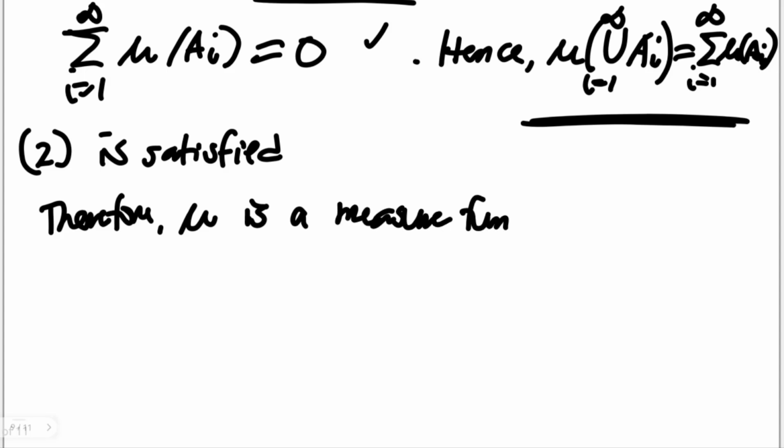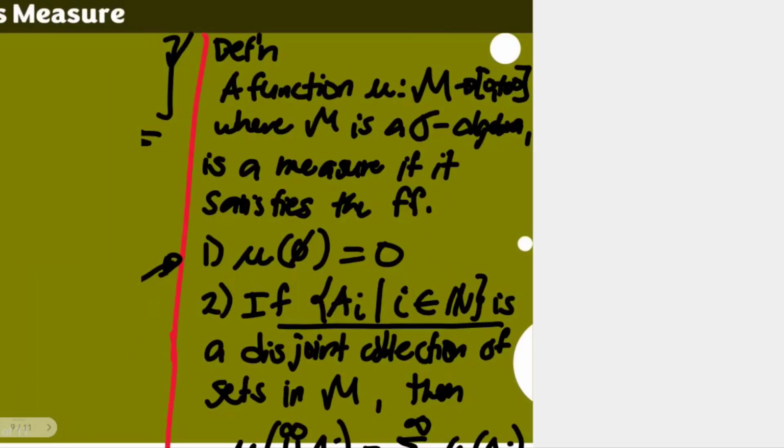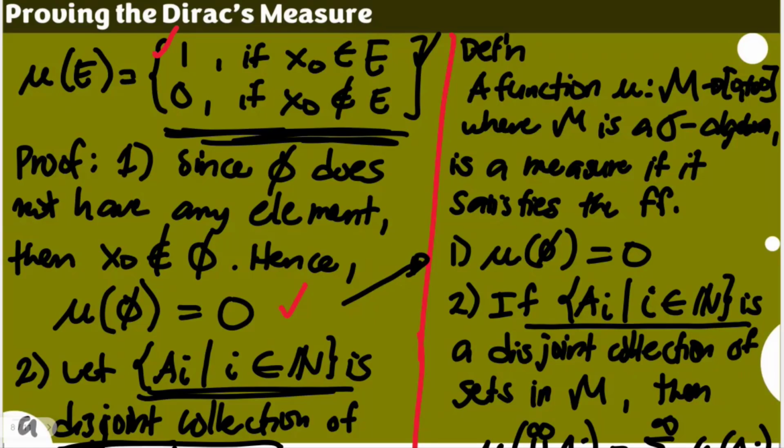Now this is even shorter than proving counting measure, because in counting measure the idea there is infinity and finiteness of the sets. Here we're just talking about whether x sub 0 is in the set or not, so it's even shorter, but nevertheless this is how we prove the Dirac's measure to be really a measure using the definition of a measure function.